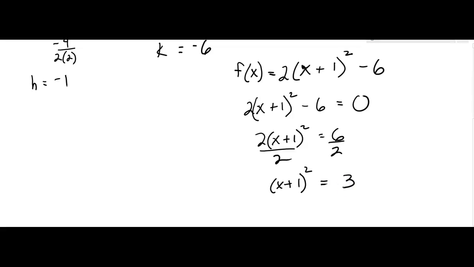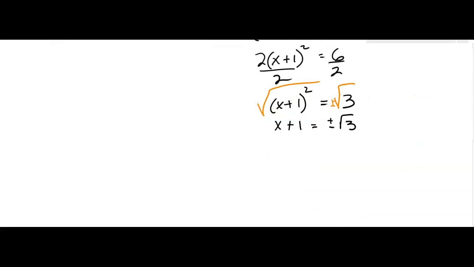This is a good review. So you're going to take the square root of both sides. When you do that, you'll have to do a plus or minus thing. And then you're going to get x plus 1 equals plus or minus the square root of 3. I'm going to run out of room again. Okay, so subtract the 1 over here, and that's going to give you x equals negative 1 plus or minus the square root of 3.